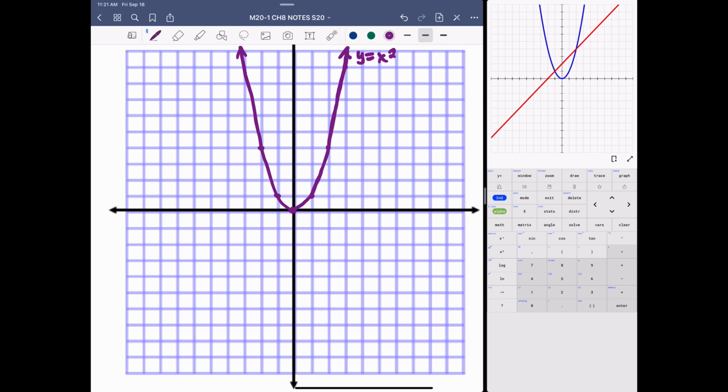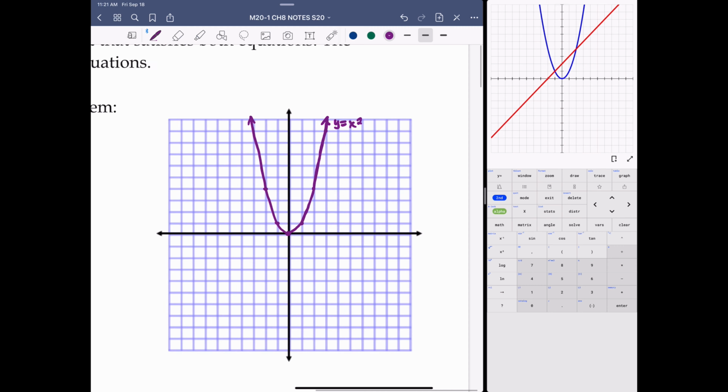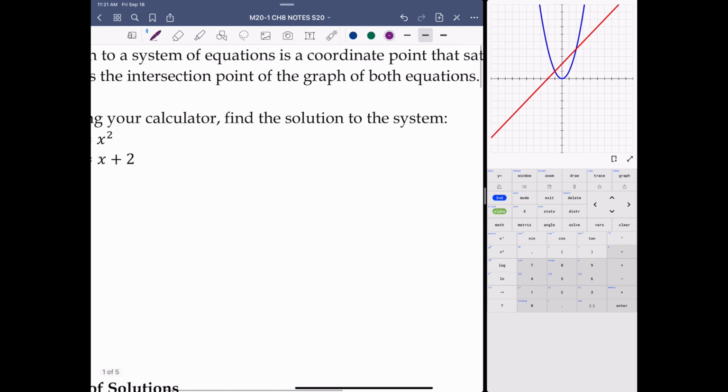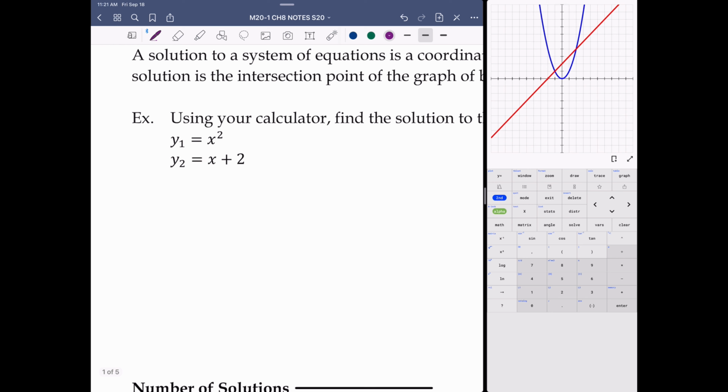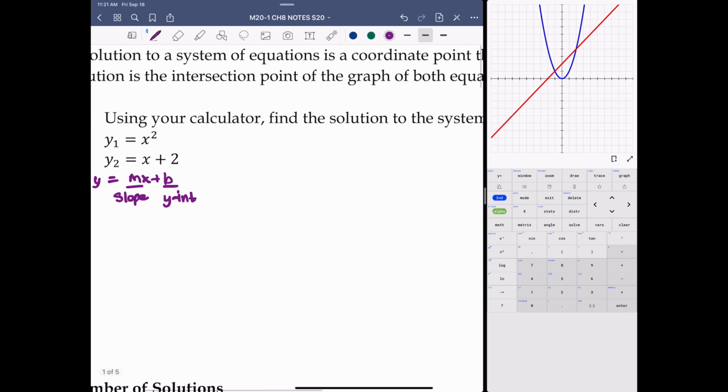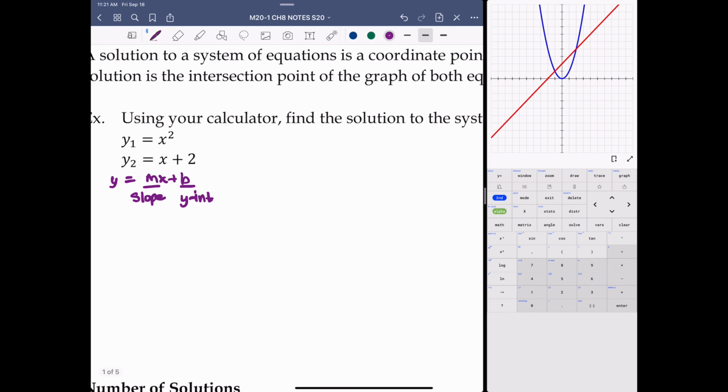Next one, y equals x plus 2. If we think back to math 10C, this is mx plus b form, y equals mx plus b. That's a linear equation. m is our slope, and b is our y-intercept. So, y-intercept of 2, and for the slope, there is no number in front of x, so that means it's a 1. Our slope is 1.